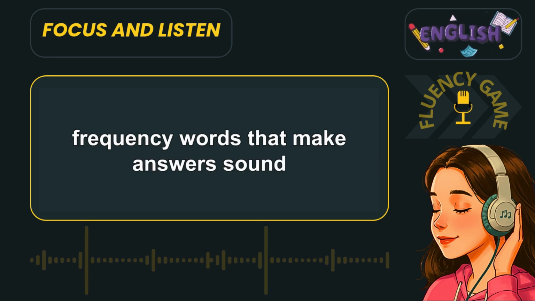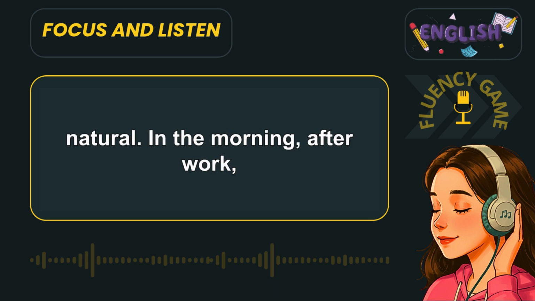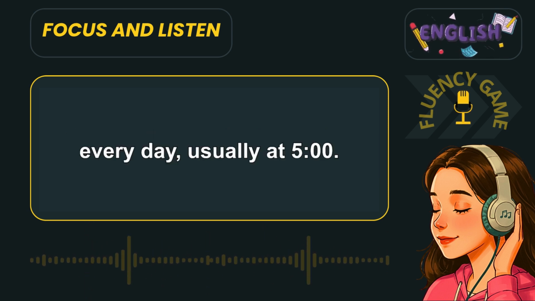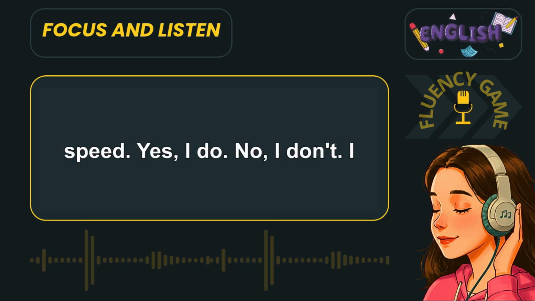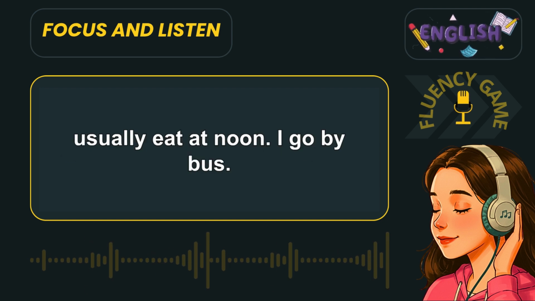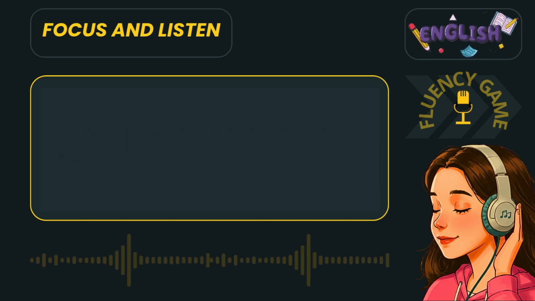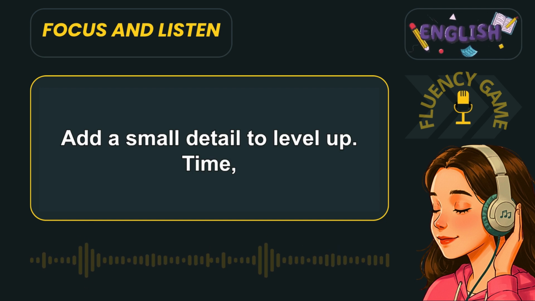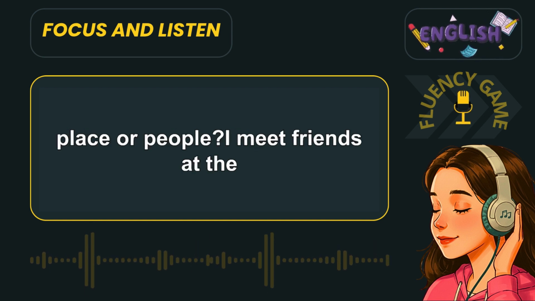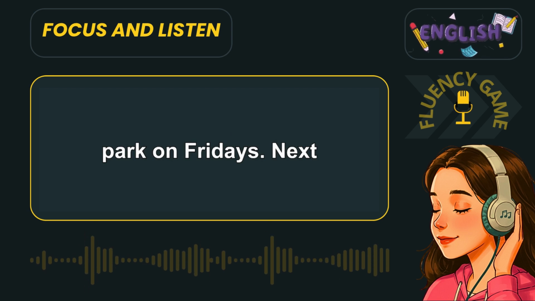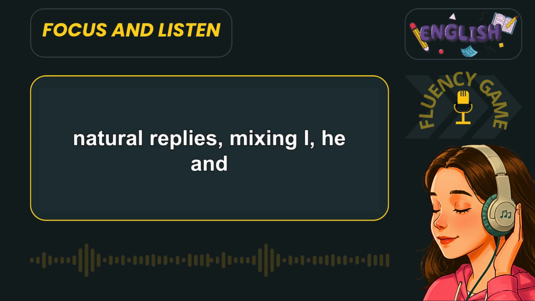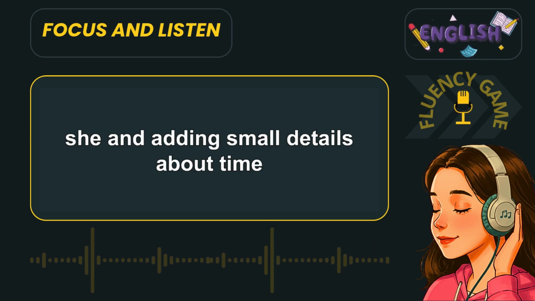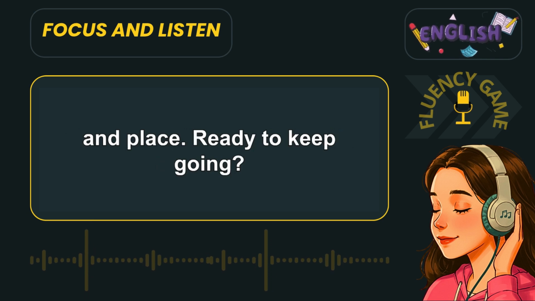Pay attention to time and frequency words that make answers sound natural. In the morning, after work, every day, usually, at 5 o'clock. Practice short, quick replies to build speed. Yes, I do. No, I don't. I usually eat at noon. I go by bus. Add a small detail to level up. Time, place, or people. I meet friends at the park on Fridays. Next, we will practice short answers and natural replies, mixing I, he, and she, and adding small details about time and place. Ready to keep going?